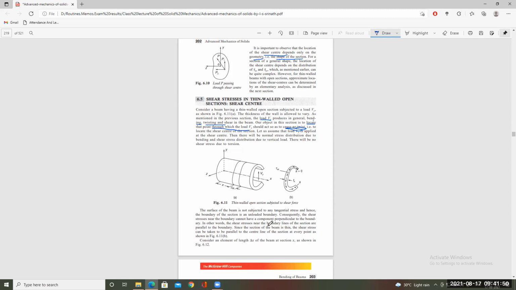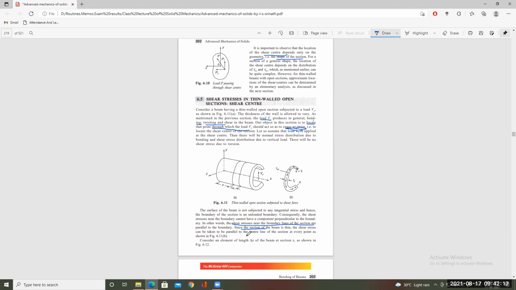Next, the shear stresses in the section near the boundary lines of the section are parallel to the boundary, but it is not creating any torsion itself. Since the section of the beam is thin, shear stress can be taken to be parallel to the central line of the section at every point.